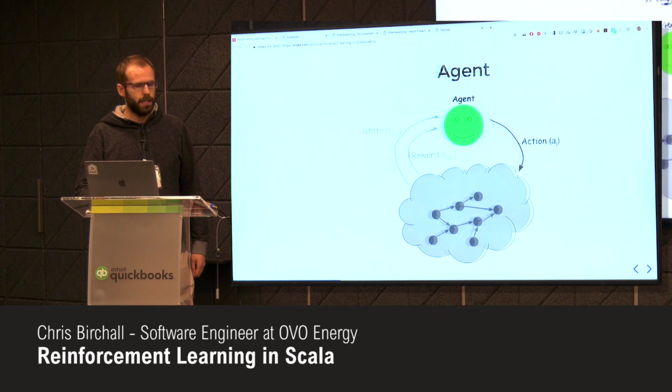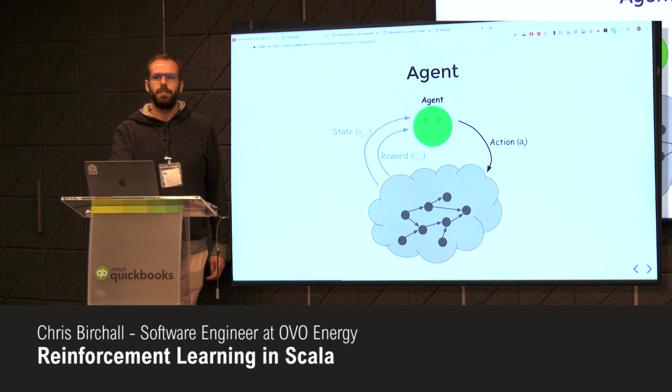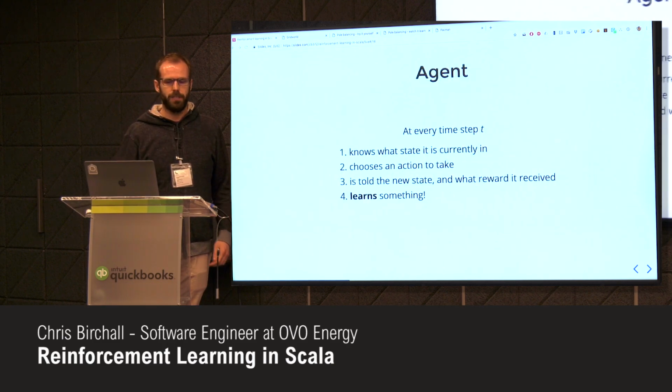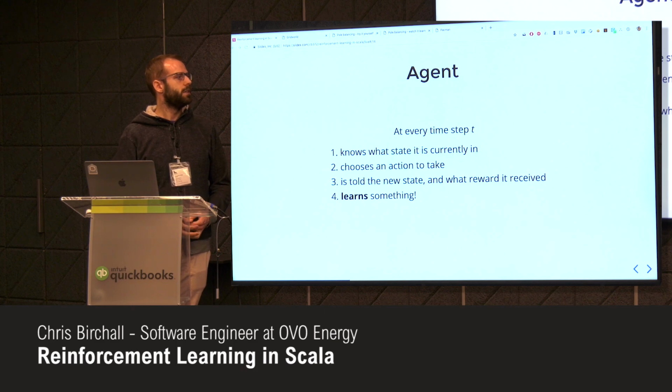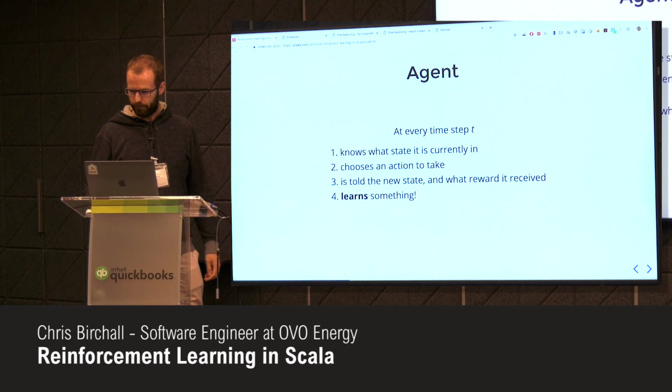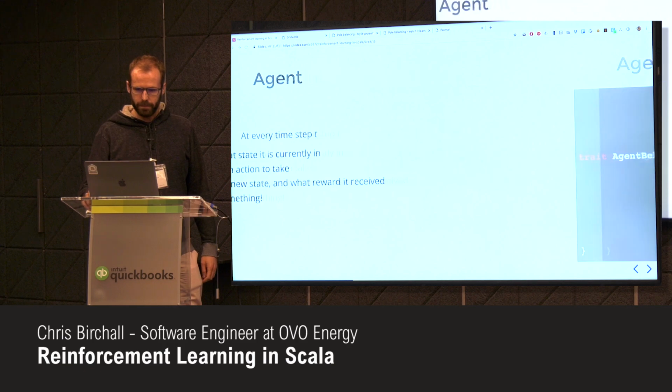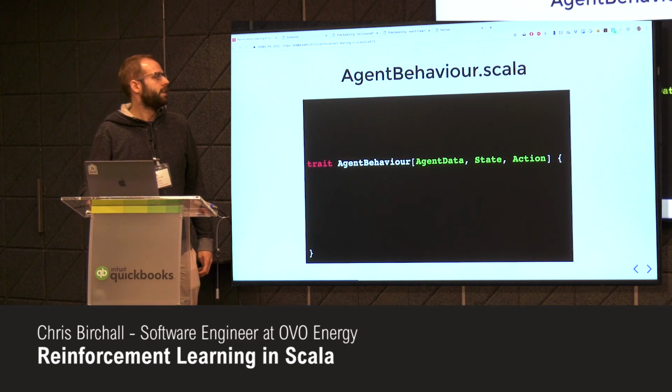So that's the environment. Let's look at the agent. The agent is in charge of taking actions, hopefully getting rewards, and learning things along the way. Every time step, given that it knows what state it's currently in, it needs to choose an action to take. The environment will tell it, okay, now you're in this state, and I'll give you this reward. And hopefully the agent will use that information to learn something and get smarter. We'll see later how it can do that. Again, we'll just define the interface.